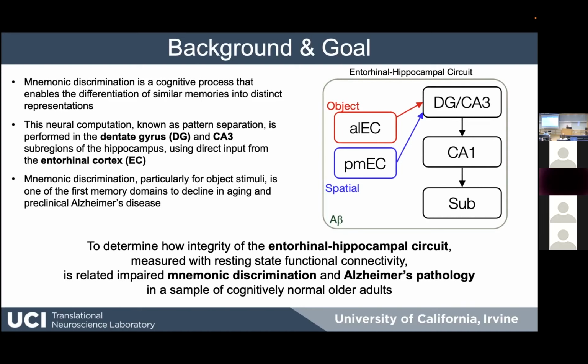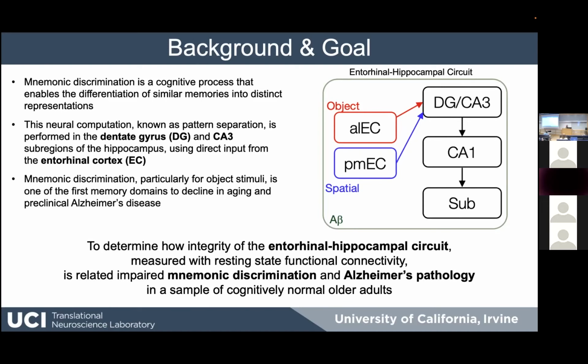So based on our previous lab's task fMRI data and some other labs as well, we hypothesized that object mnemonic discrimination would be related to disrupted functional connectivity between the anterolateral entorhinal cortex and DGCA3, while spatial mnemonic discrimination would be associated with disrupted connectivity between the posterior medial entorhinal cortex and DGCA3. But as we just saw in the last talk, it might not be that simple.